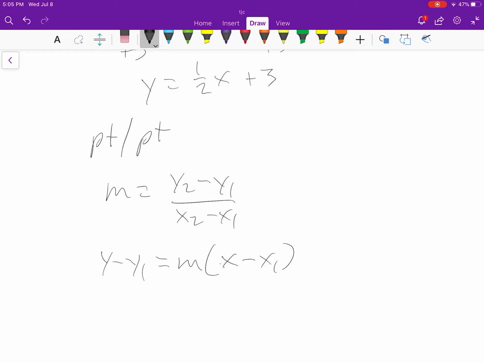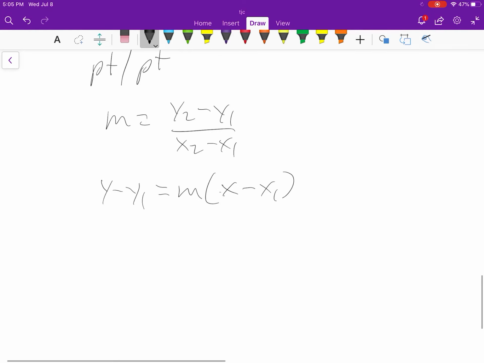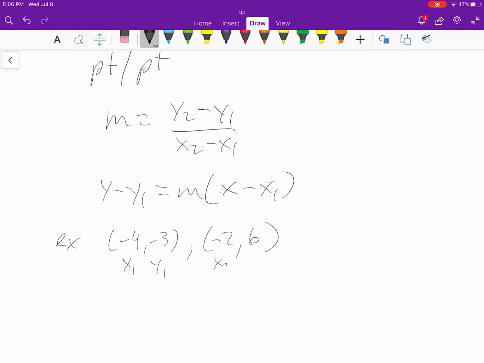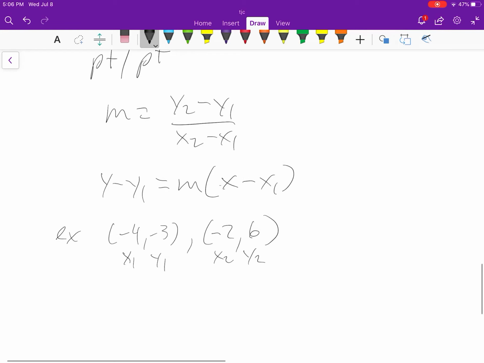Okay, so as an example, let's say they want us to find the equation of the line given these 2 points. Well, given these 2 points, the first thing to do is label the points. I always do that. So we'll call this x1, y1. This will be x2, y2. The second thing after you do that is to find the slope. So we need to find m first.